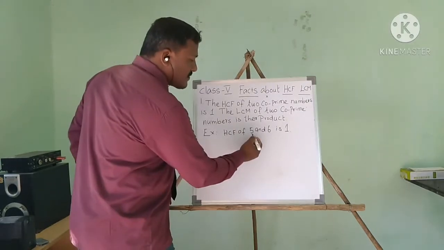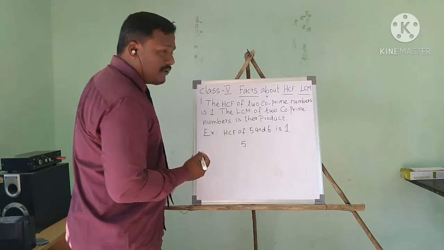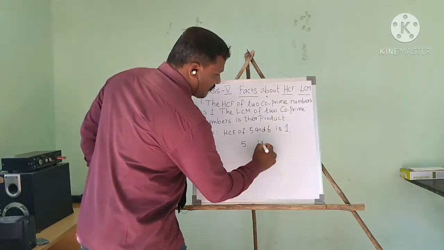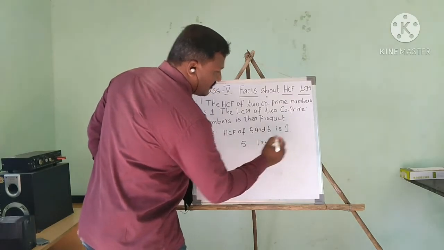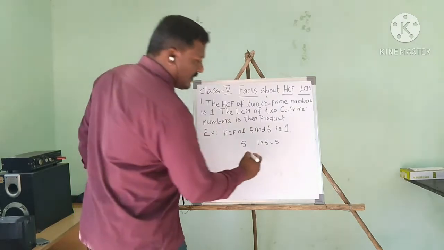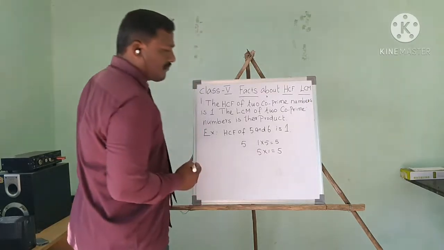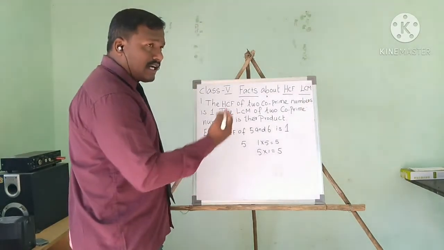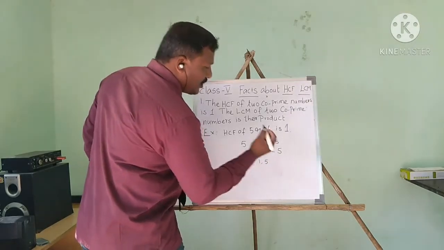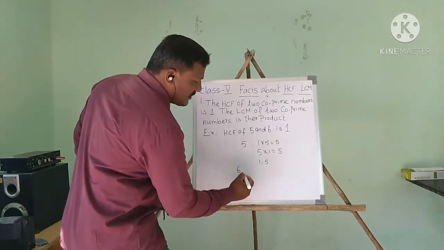First we take 5. Tell me the 5 table. 1 5 is 5, and 5 1 is 5. If you collect the factors, how many factors are there? 1 and 5, only 2 factors. Now find out the factors of 6.